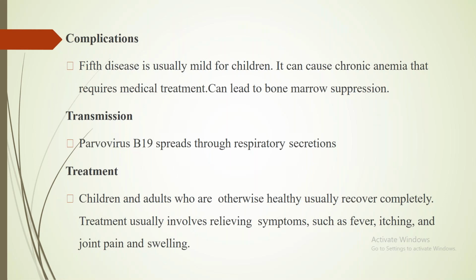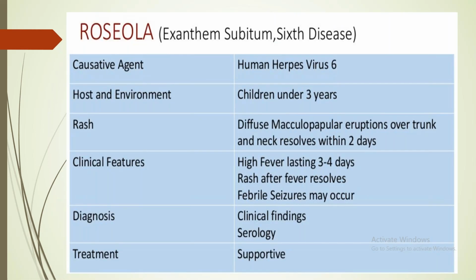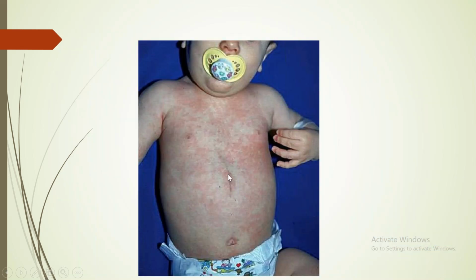Treatment is usually symptomatic only. There is no specific treatment. Then coming to roseola, that is the sixth disease, exanthem subitum, which is caused by human herpes virus, mostly in children less than 3 years. They have maculopapular rashes over the trunk and neck, and, important, if you can see.